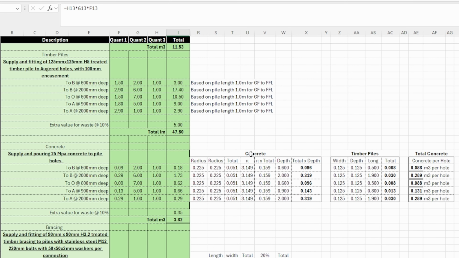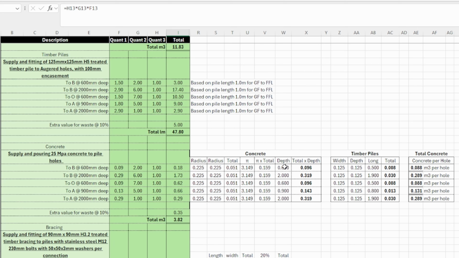So over this side, this is where the equation is. So we need to measure the concrete. This gives us a total value of the concrete within the hole if there was no timber pile. So the way we come to this equation, we take the diameter, half it, and that gives us 0.225. And we times that by 0.225, and that gives us 0.051. And then we need to bring pi into the equation. So we take pi, that's 3.149, and we times it by the total of 0.5, which gives us a total of 0.0159. And that will be the same from all because they've all got the same radius.